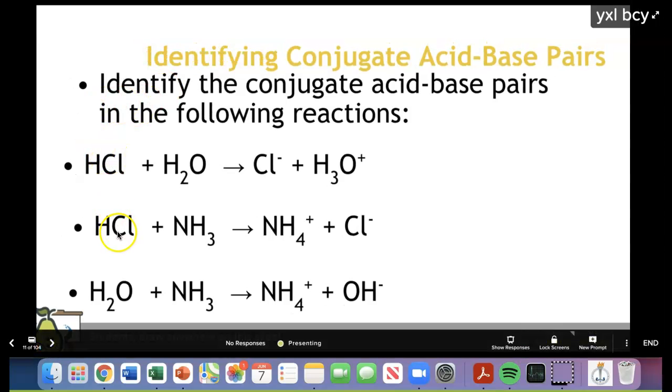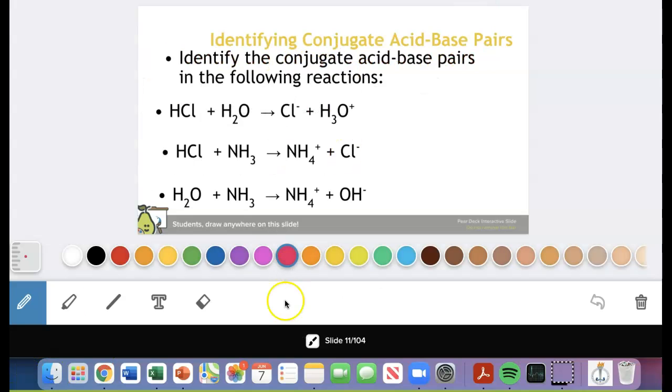I will do the first two with you, and then you can try the third one. So the first thing I like to do, again, is try to line up who looks similar to each other. So like, these guys look like HCl and Cl, and then like H2O and H3O, okay?